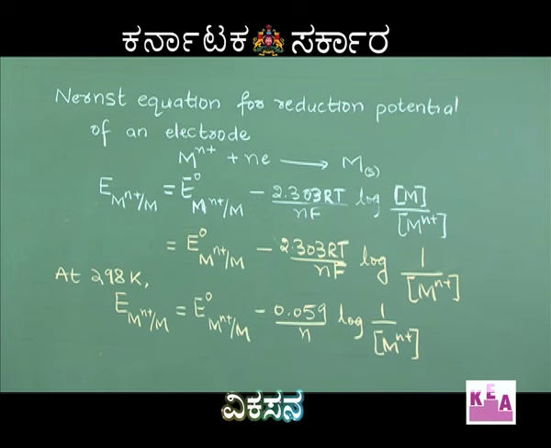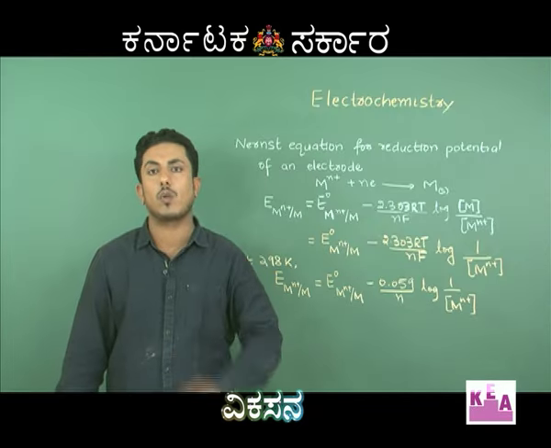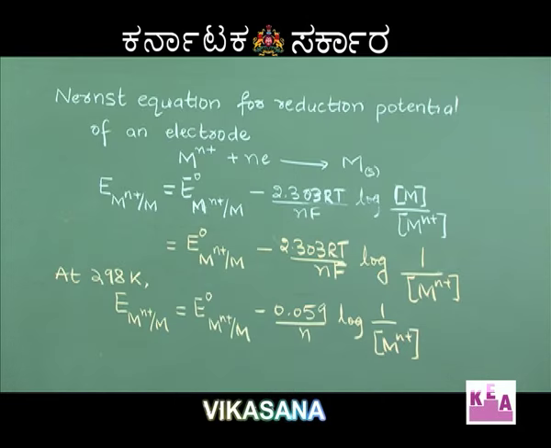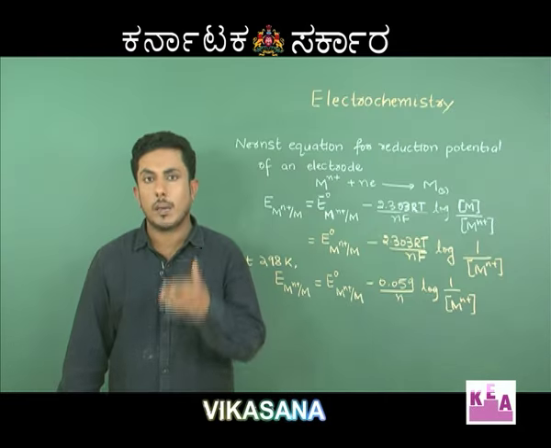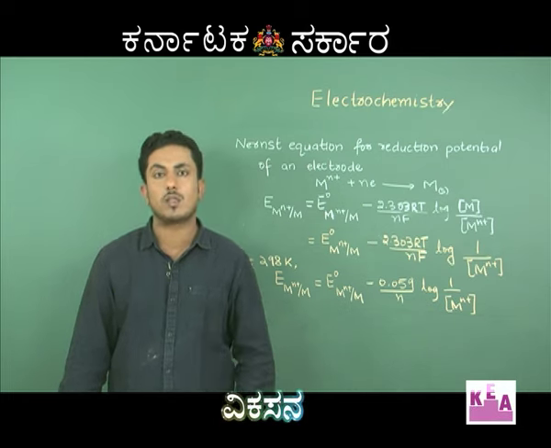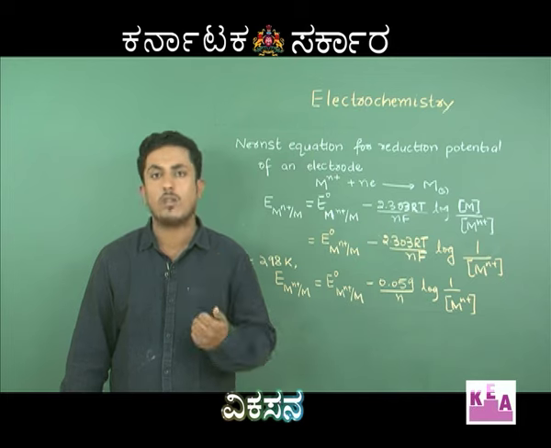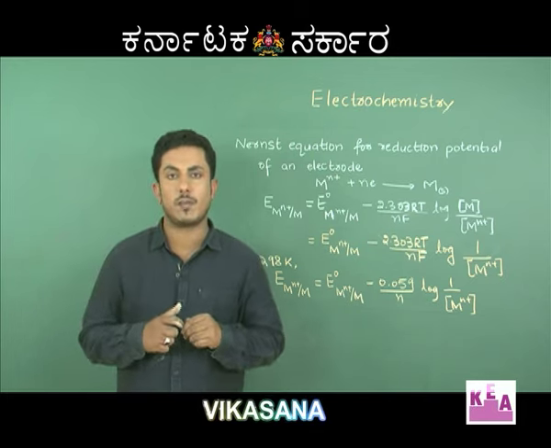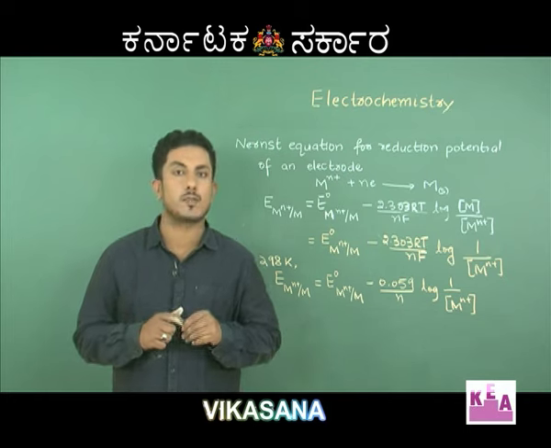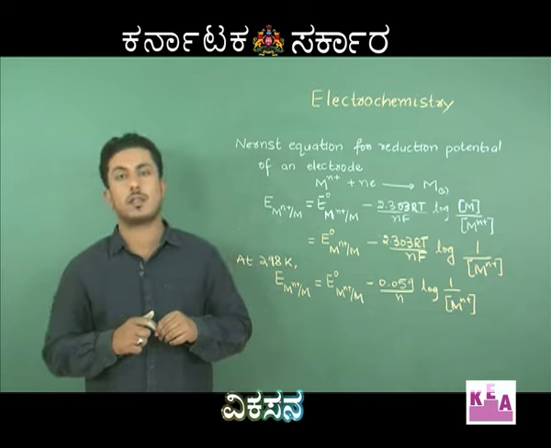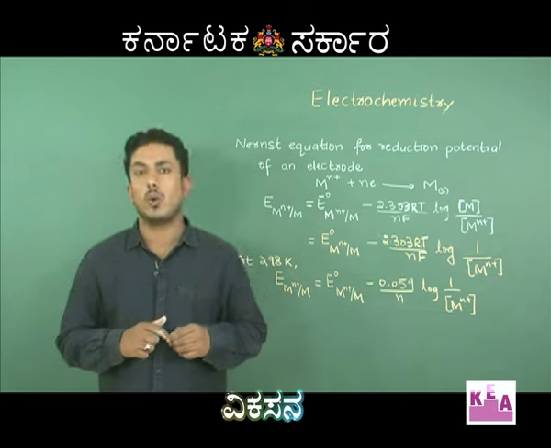Electrochemistry is a branch of science that deals with the interconversion of electrical energy and chemical energy. A galvanic cell is a cell that converts chemical energy into electrical energy. A galvanic cell consists of two electrodes. At one electrode, oxidation takes place; at the other electrode, reduction takes place. The electrode where oxidation takes place is called the anode, and the electrode where reduction takes place is referred to as the cathode.